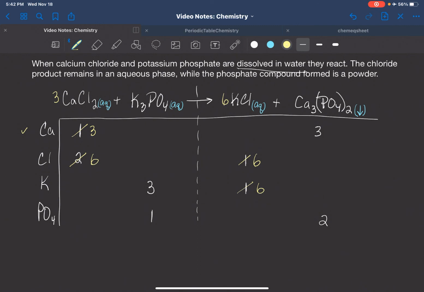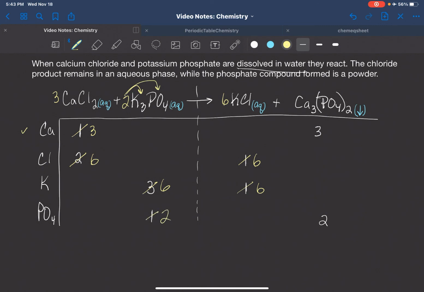Now, we look at this and we say, okay, wait a minute. There's 3 potassiums, 6 potassiums. That's a ratio of 1 to 2. 3 to 6 is the ratio of 1 to 2, which is also right here, 1 to 2. So even though the numbers are different, the ratios are the same, just like your math teachers have taught you, right? And so we ask ourselves, well, how could I change this 3 to become a 6? Well, that's easy. 2 times 3 is 6. And 2 times this 1 phosphate is 2.